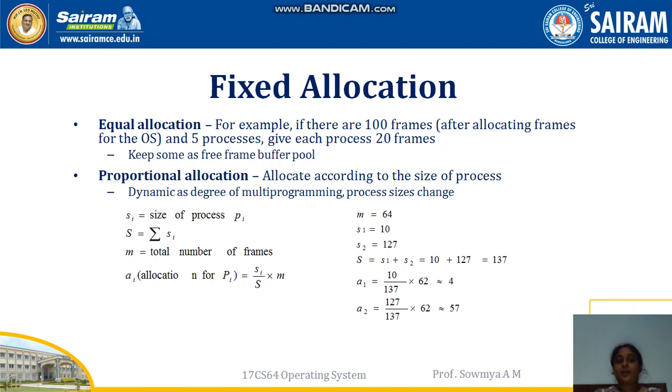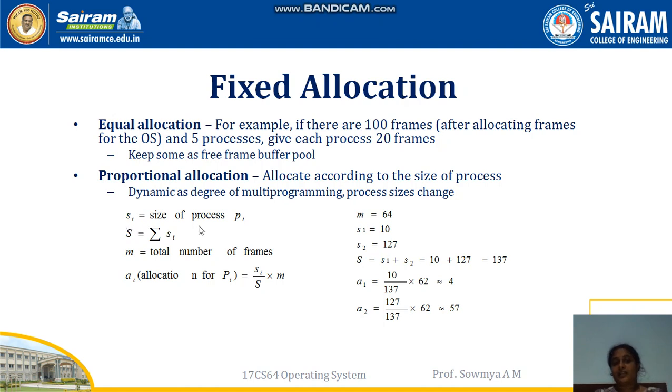The next method is proportional allocation. Instead of equally dividing the frames and giving them, take the number of pages it has to execute, the degree of multi-programming, and then its size. Based on the size of a process, allocate proportionally. Consider an example where S1 and S2 are the processes to be executed, S1's size is 10 and S2's size is 127, and M refers to the number of frames in the system.